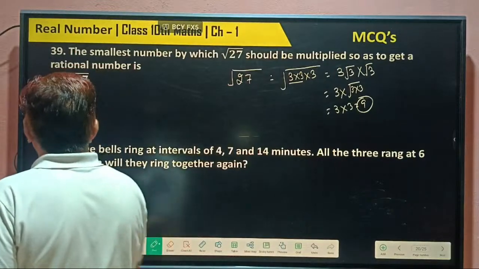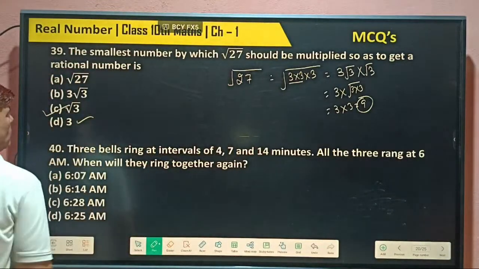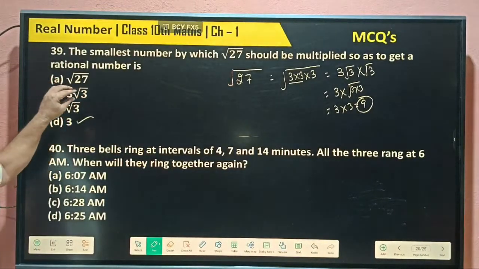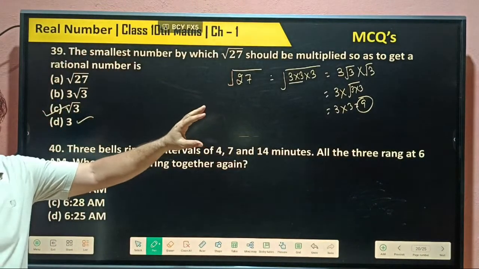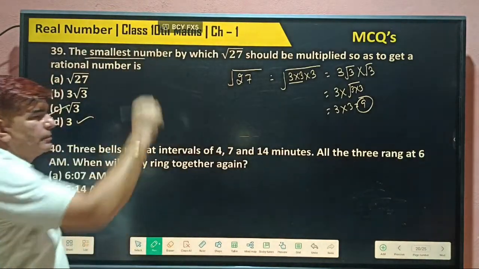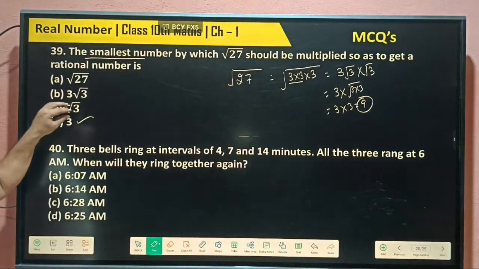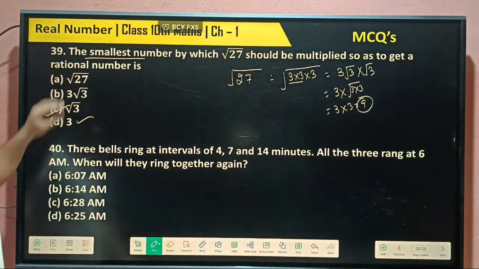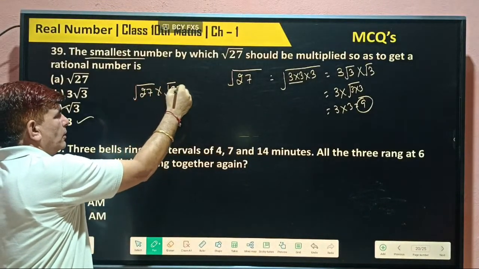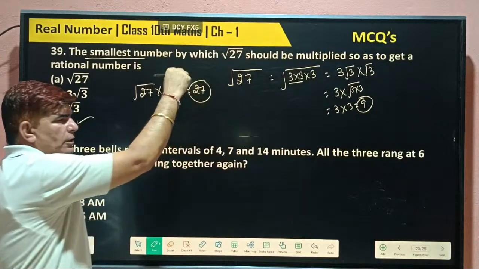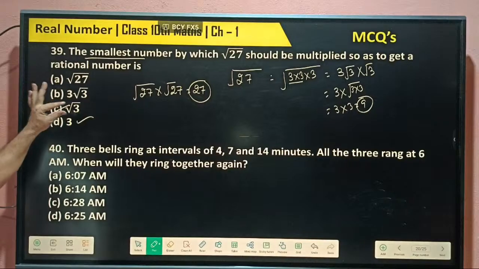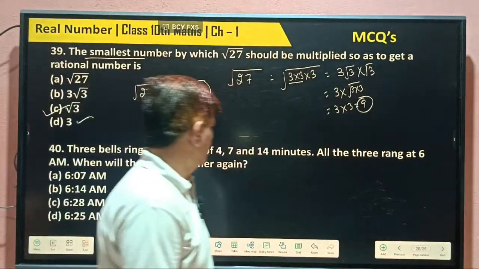So which one is the least? This one. This one also, if you multiply with this, then also a rational number comes. But saying least, which word is being used? Smallest. That's why its answer is this. This also is possible: you can write under root 27 into under root 27. So this is coming 27. 27 is a rational number. But saying smallest, so smallest is under root 3. Got?